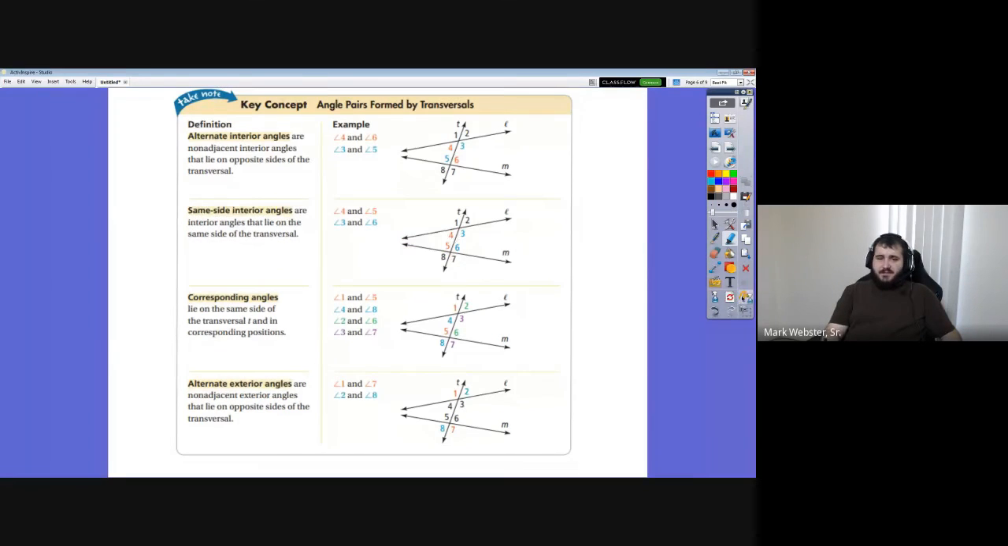Corresponding angles, I feel like corresponding angles tend to be the hardest ones to see and identify, so I want to take the most time with them. If you look, the way that they're labeled, corresponding angles are the angles that are in the same spot on the two different crosses. So top left, top left, top right, top right, bottom left, bottom left, bottom right, bottom right.